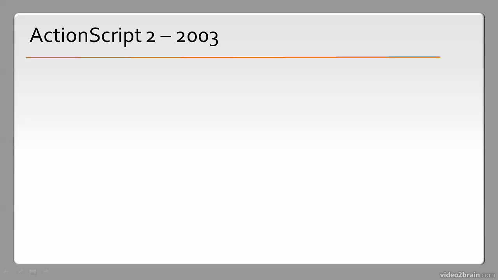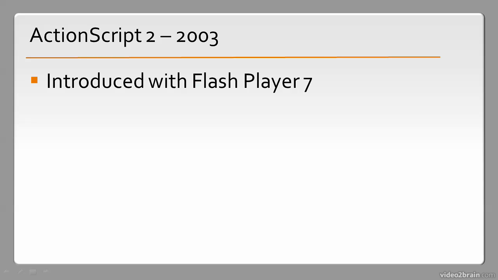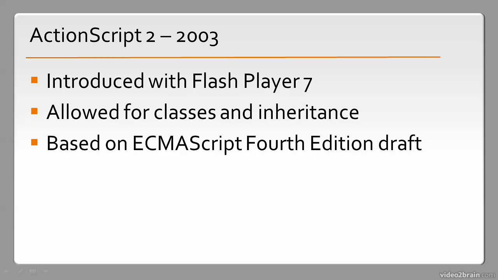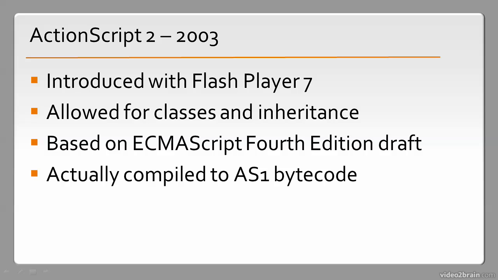2003 saw the introduction of ActionScript 2. This was introduced along with Flash Player 7, and it allowed for concepts such as classes and inheritance, familiar to those coming from an object-oriented programming background. It was based on the ECMAScript 4th edition draft, although it actually compiled down to ActionScript 1 bytecode. So really, under the covers, there was no true difference between ActionScript 1 and ActionScript 2.